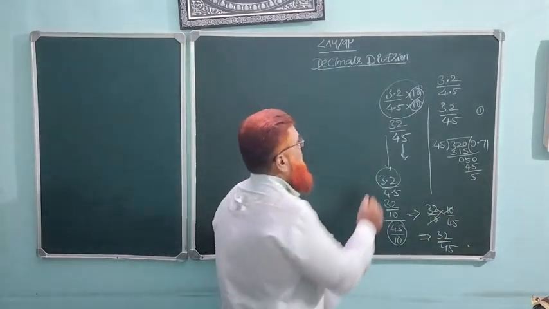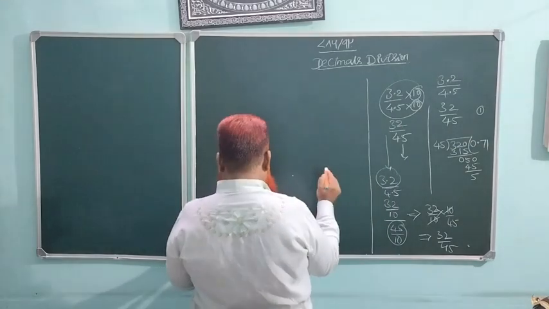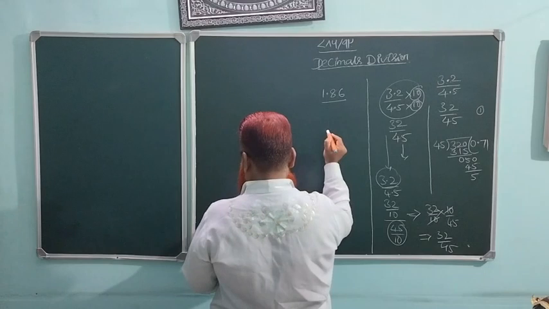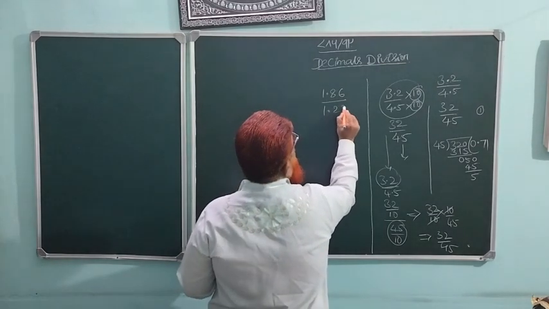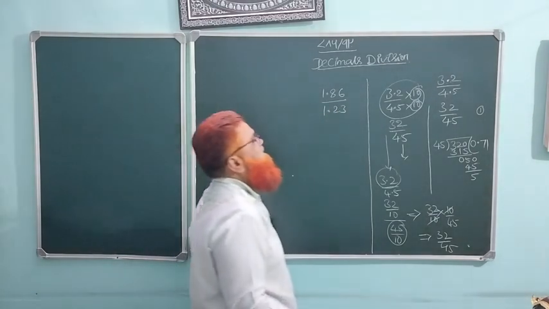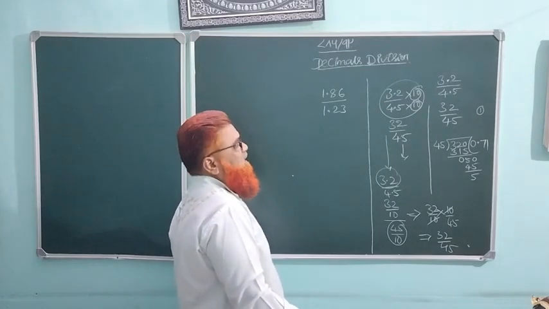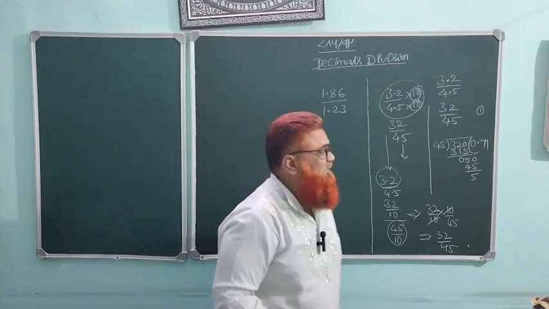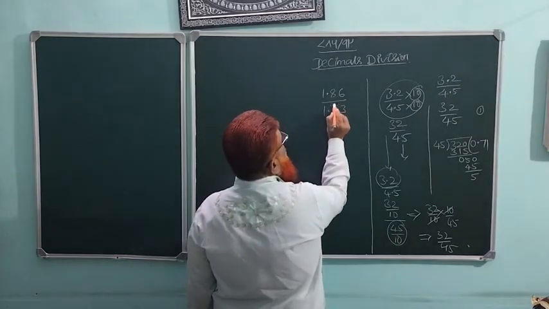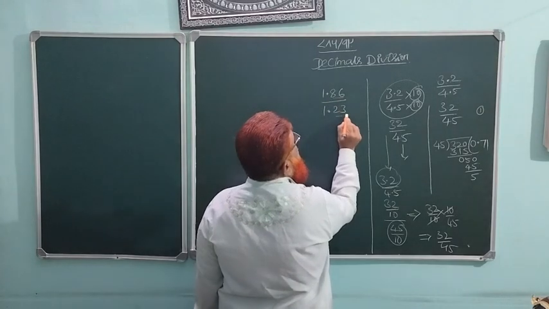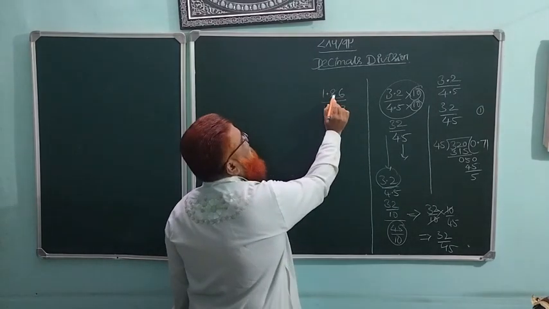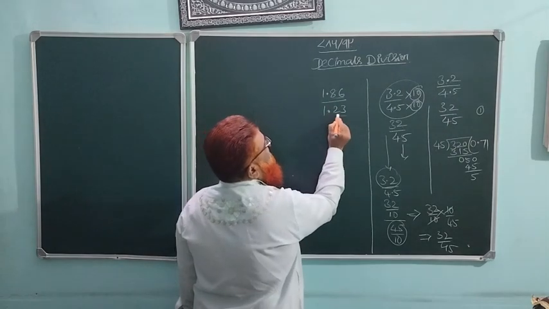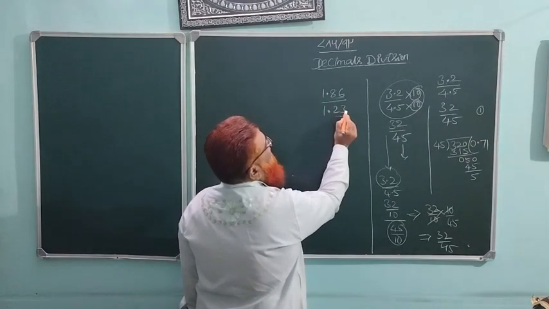Okay. Now coming to another example. 1.86 divided by 1.23. Alright. 1.86 divided by 1.23. Follow the same process that I just told you in my first example. See what the decimal place values in the digits are. After the decimal, it has two places, that is 1 by 10th and 1 by 100, and the other also has the same, 1 by 10th and 1 by 100.